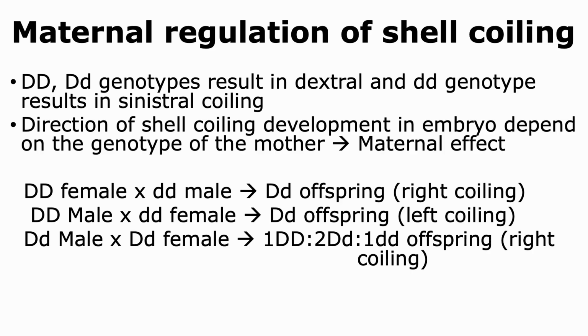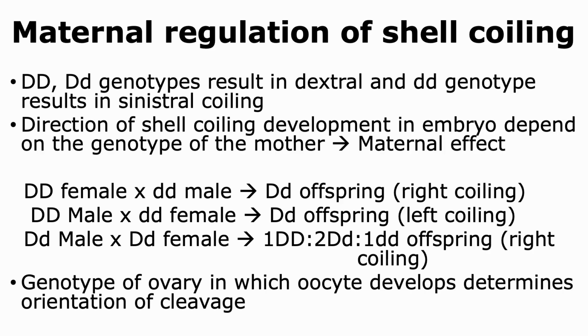So this kind of inheritance is called maternal effect. You may be asked questions about this, so please understand how maternal effect works. Now, the genotype of the ovary in which the oocyte develops actually determines the orientation of cleavage, and that is how we can explain why the offspring show a shell coiling structure that is actually dependent on the genotype of the mother.